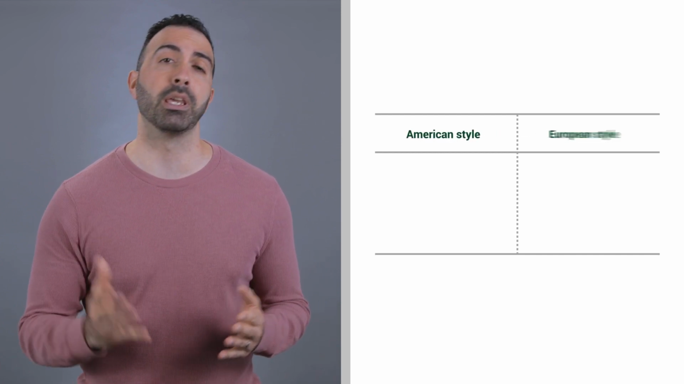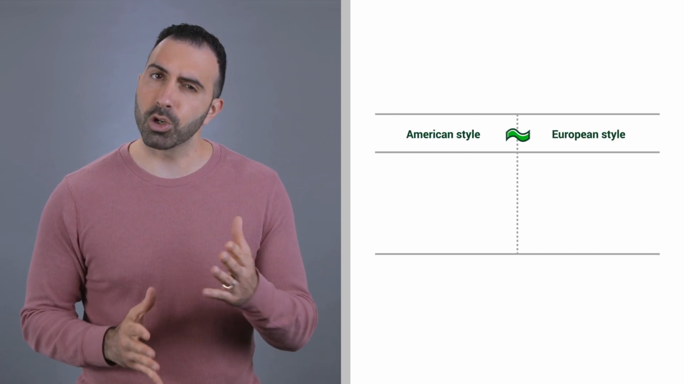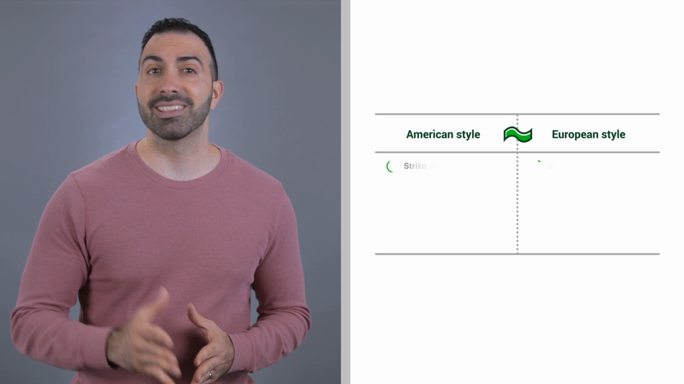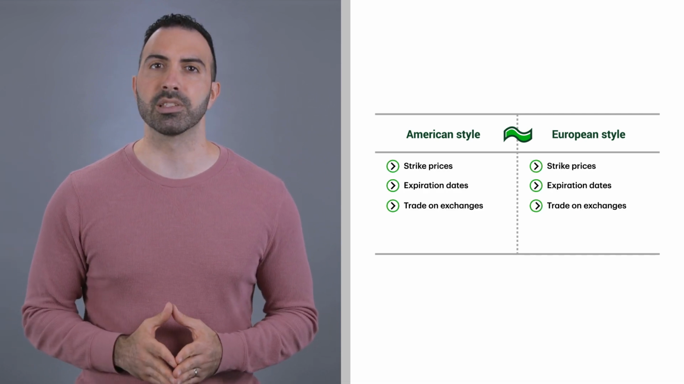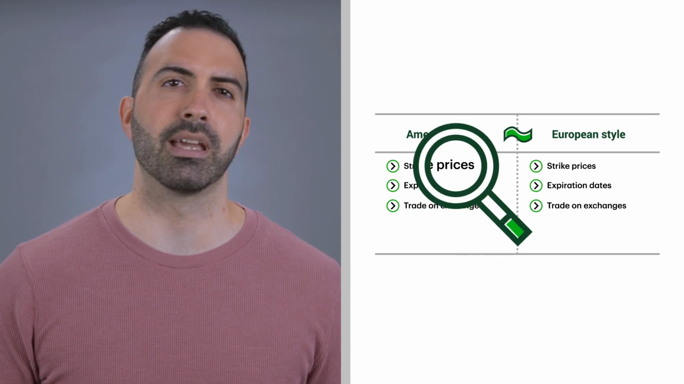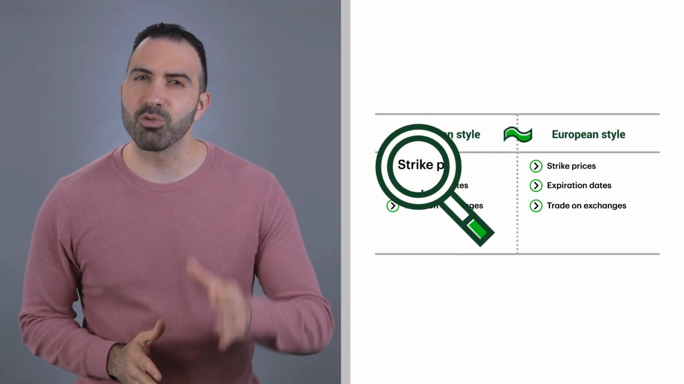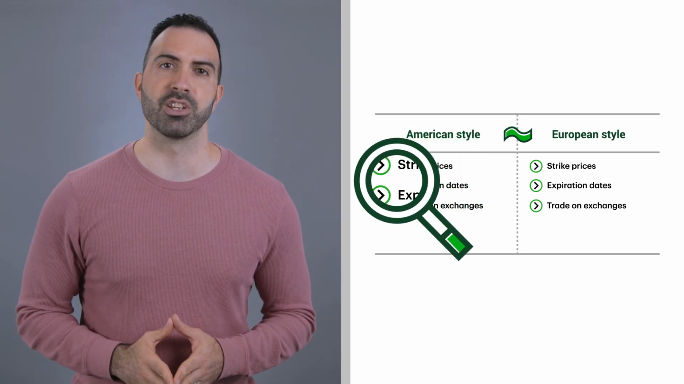Let's break it down. Options come in two main styles, American and European. Broadly speaking, they're quite similar. For instance, they each have strike prices, expiration dates, and trade on exchanges. But the devil is in the details, and those details can greatly influence an options trader's strategy. Let's run through some of those key distinctions.